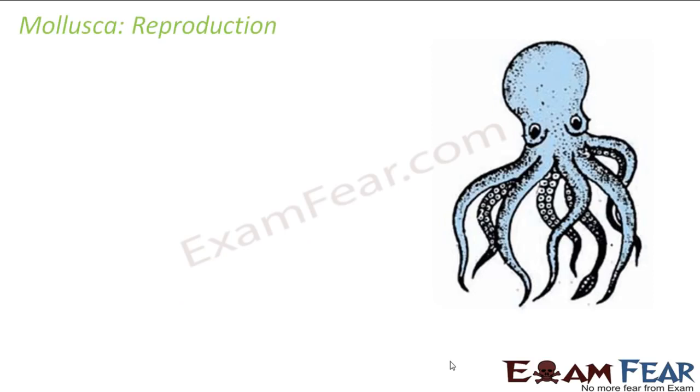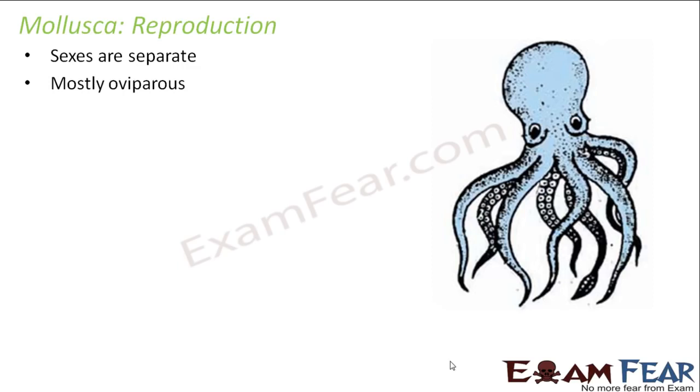So let us now look at the reproduction. How do they reproduce? Sexual reproduction. Sexes are again separate. They are mostly oviparous, that is they lay eggs. Indirect development, that is a larval stage is involved. When the fertilization happens, the zygote develops and grows into a larva, which is an intermediate stage, and that larva then later grows up to become a mature adult.